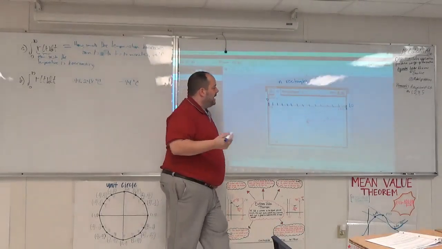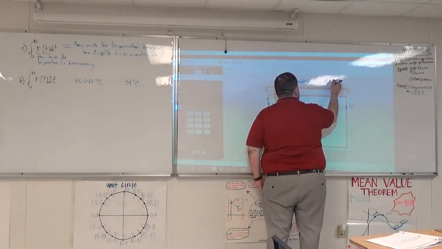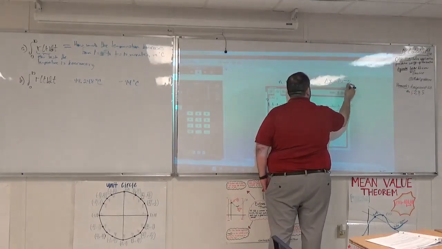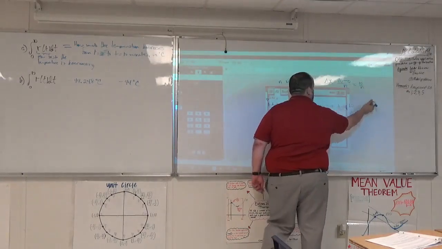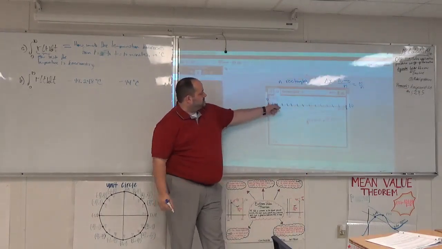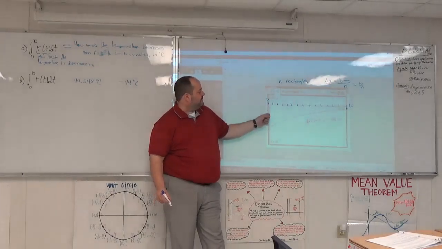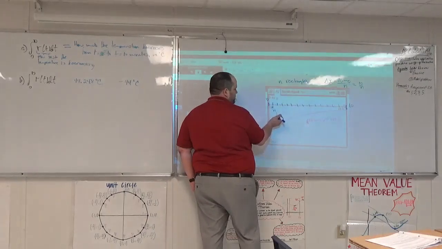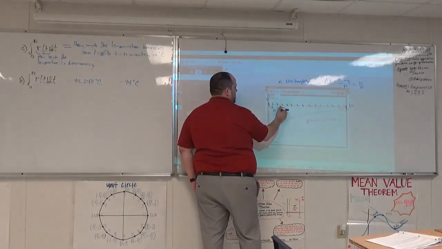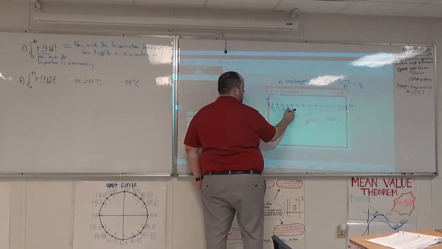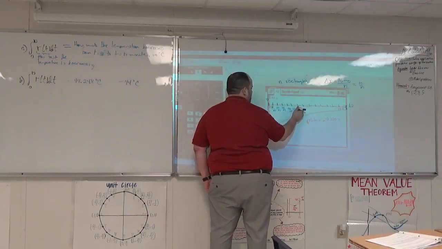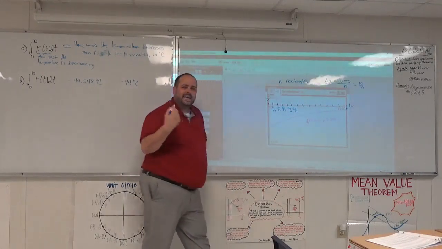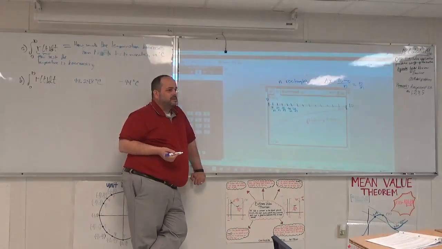The width, I'm always going to do it this way: delta x is 10 minus 0 over n, so 10 over n. I'm starting at 0 in this case. That first rectangle starts at 0 and ends at 10 over n. The next one starts at 10 over n and ends at 20 over n. I'm just going to keep adding 10 over n. It's that pattern that makes everything come together.